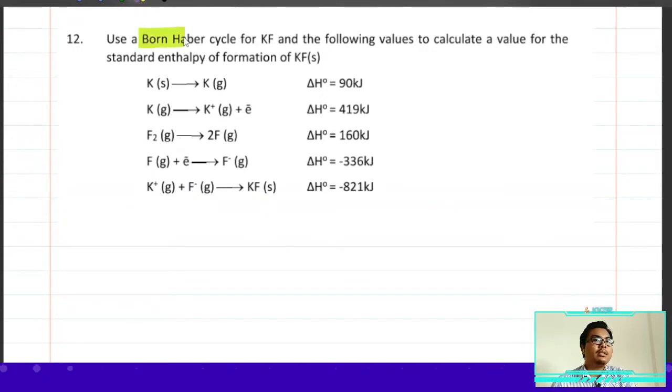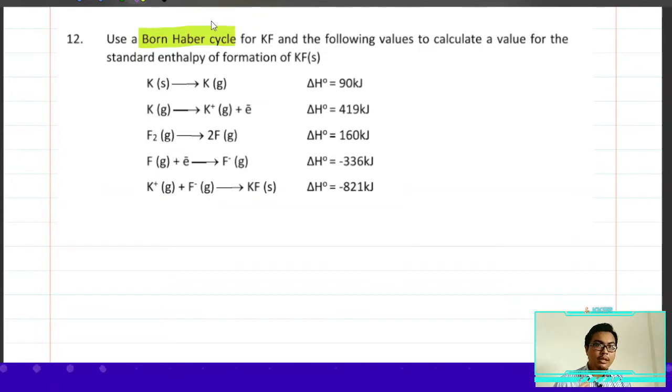Okay, so Born Haber Cycle is just an extension or elaborate energy cycle diagram. Okay, dia lebih besar dan lebih panjang lah. Tapi tak apa, jangan risau, because we have the flow ataupun rule yang kita boleh follow to form a Born Haber cycle. Okay, so this question asks us to use a Born Haber cycle for KF, potassium fluoride, and the following values to calculate a value for the standard enthalpy of formation of KF solid.